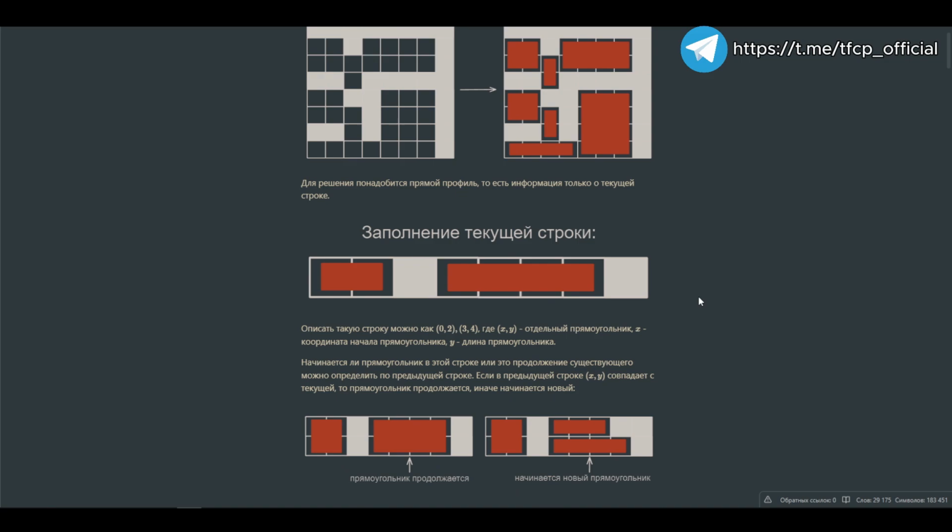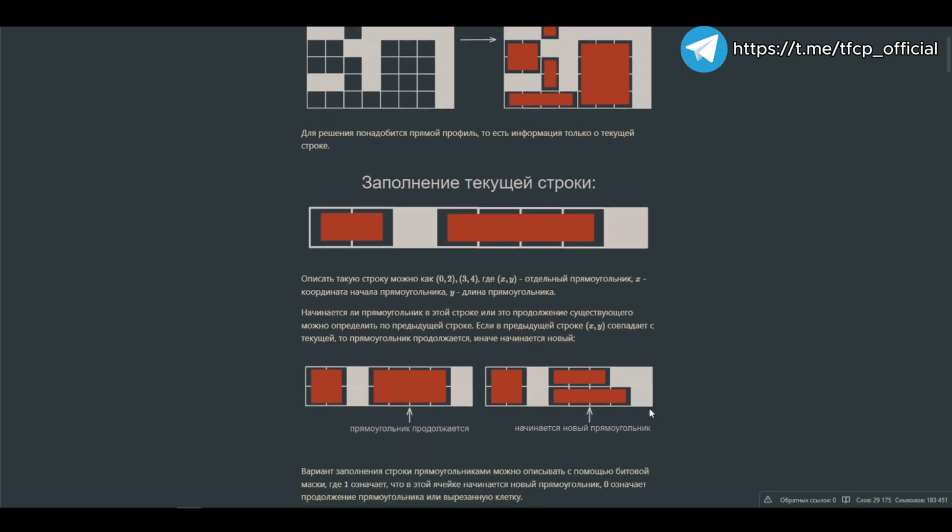Additionally, we can also store information about whether the rectangle starts in this row or if it is a continuation of an existing one that was started earlier. Well, there is actually an example here, that is, if our rectangle is continuing, what situation might we have? If a new one starts, we have 3, which includes 5 coordinates. A new one starts here, and it will be 1 cell longer. If in the previous line x and y match the current ones, then the rectangle continues. We need to verify this.